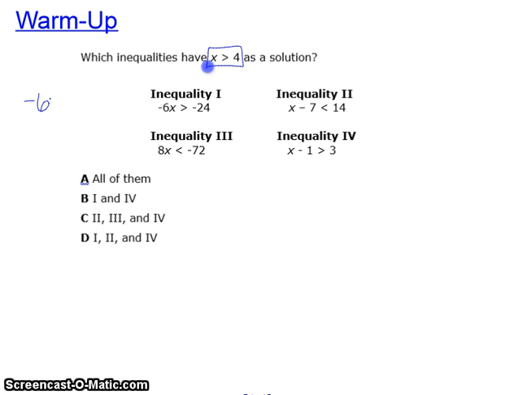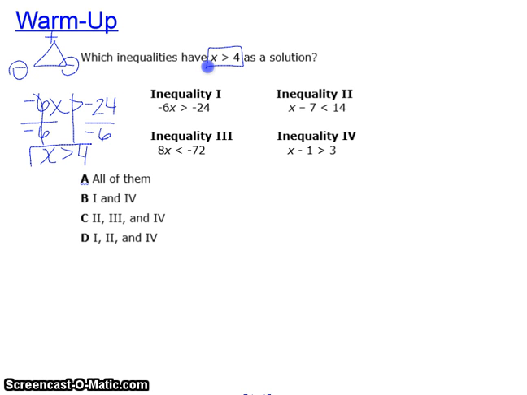So I have negative 6x is greater than negative 24. In order for me to solve this, I have to divide by negative 6 on both sides. And I'm left with x is greater than negative 24 divided by negative 6. Well, I know 24 divided by 6 is 4, and I use my triangle to see if it should be positive or negative. I have two negatives, so that makes my answer a positive 4. So I know that inequality 1 does match x is greater than 4 because I get the same thing.